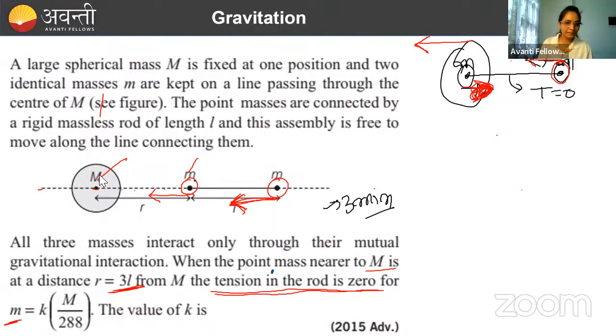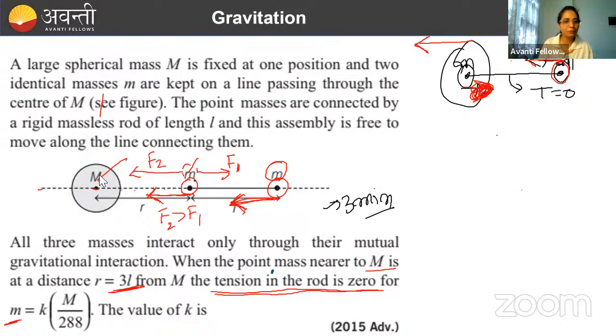So if it is experiencing force in this direction, net force, it means this mass will apply attractive force on this small mass m. In which direction? In this direction. Let me call it F1. And this capital mass M will attract this small mass m in this direction, F2. So if net force is in this direction, it means F2 must be greater than F1 here. Done. So try to calculate the net force on first small mass m.